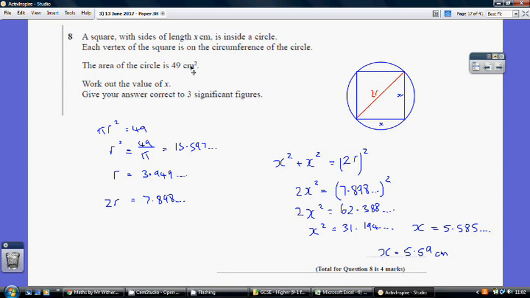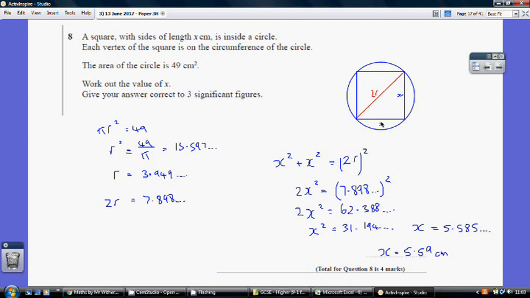So area equals pi r squared. So pi r squared equals 49. And so dividing by pi and then square rooting, we can see that r equals 3.949... Now the diameter, so 2 lots of the radius, is therefore 7.898... Now looking up here, we can see we've got a right angled triangle inside the circle.